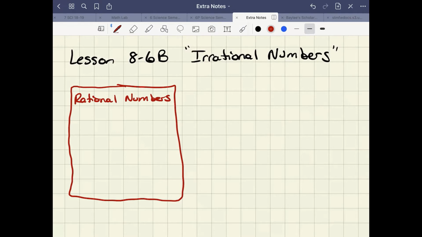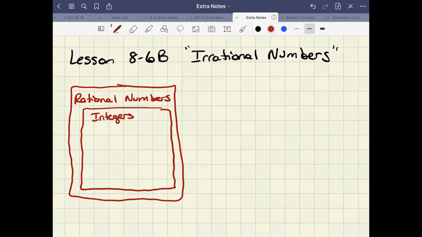And inside of these rational numbers, you have the family known as the integers. Integers are things like -1, 0, +1, 2, okay? So integers are positive, negatives, and 0. Then you have whole numbers. Whole numbers would be those things that do not have decimals. So 0, 1, 2, 3, 4, 5, etc.